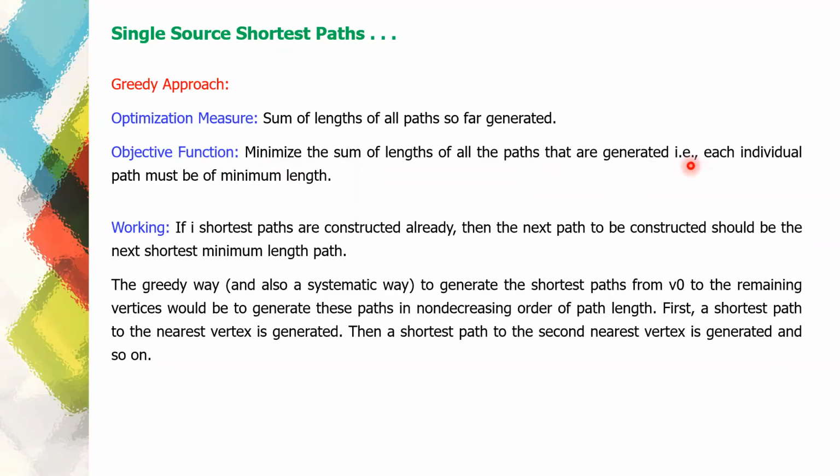That is, you will be generating multiple paths from the source vertex to the remaining vertices, and each individual path must be of minimum length. So the single source shortest path problem is a minimization problem. This is an optimization problem where the objective is minimization of the path lengths.